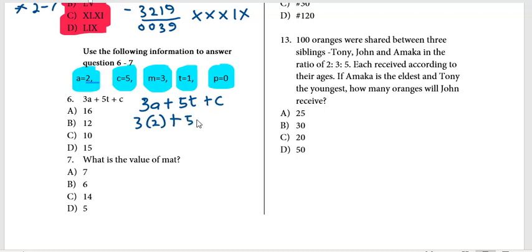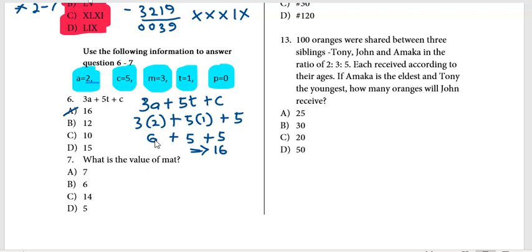plus 5 brackets. What is T? T is 1 plus C. C is just 5. A bracket means multiplication in mathematics. 3 times 2 is 6 plus 5 times 1 is 5 plus 5. So from here, we'll be having 6 plus 5 is 11, right? Plus 5 again is 16. And the right option here is option A. That's the accurate option.